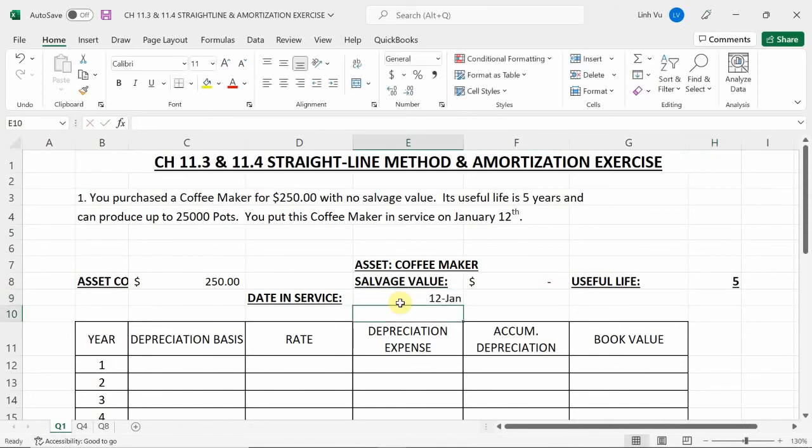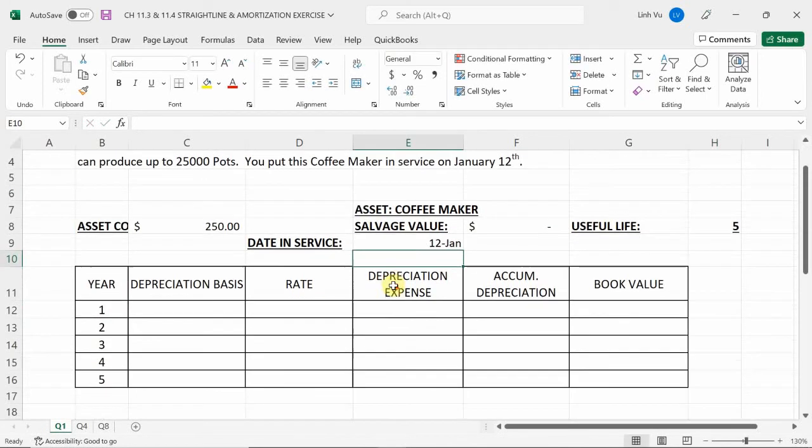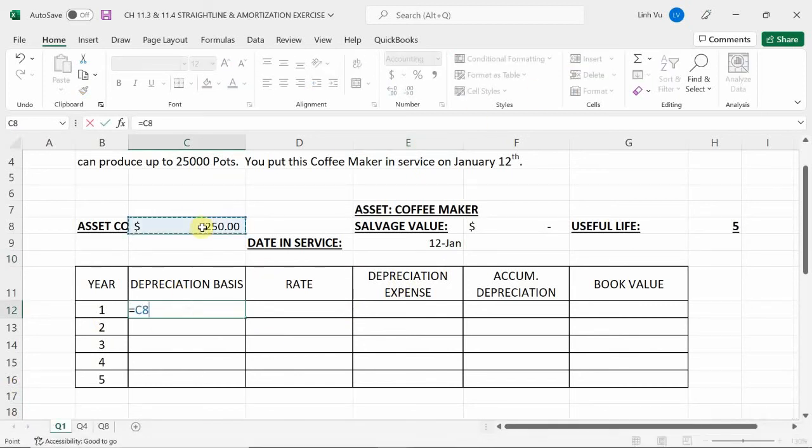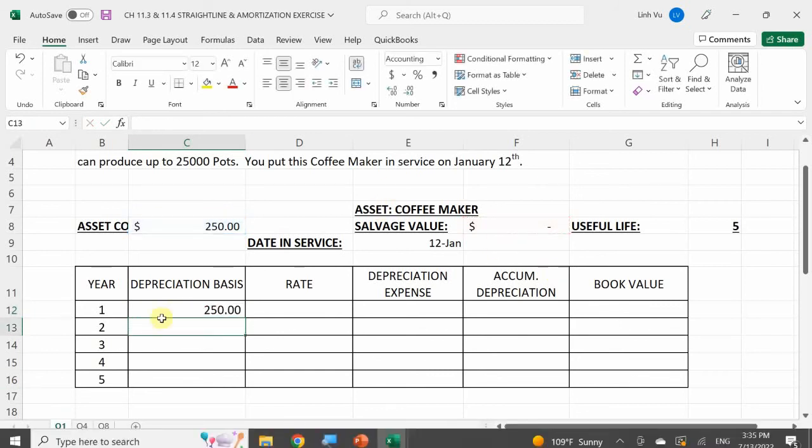January 12th. Correct. Okay. So, let's take a look at the very first one. What is the depreciation basis going to be? It'll start at 250, because you don't have a salvage value, right? So in this case, the asset cost of 250 minus the salvage value of 0 is still going to leave you with 250. Right? All right.